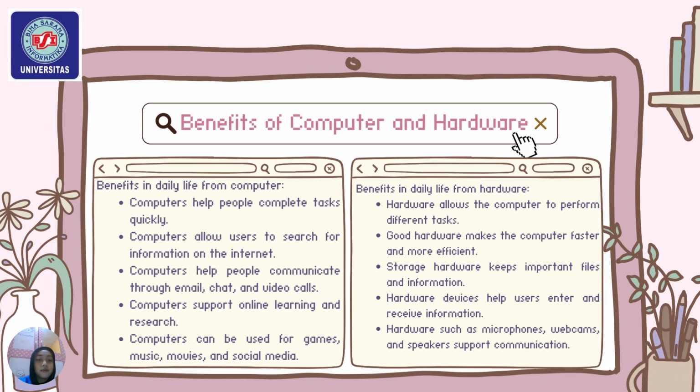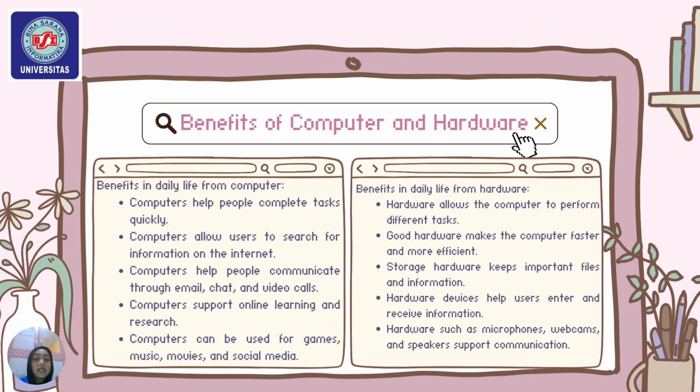So next, benefits of computer and hardware. Benefits in daily life from computers: computers help people complete tasks quickly. So the second is computers allow users to search for information on the internet. So the third is computers help people communicate through email, chat, and video call. So the fourth is computers support online learning and research. So the last is computers can be used for games, music, movies, and social media.